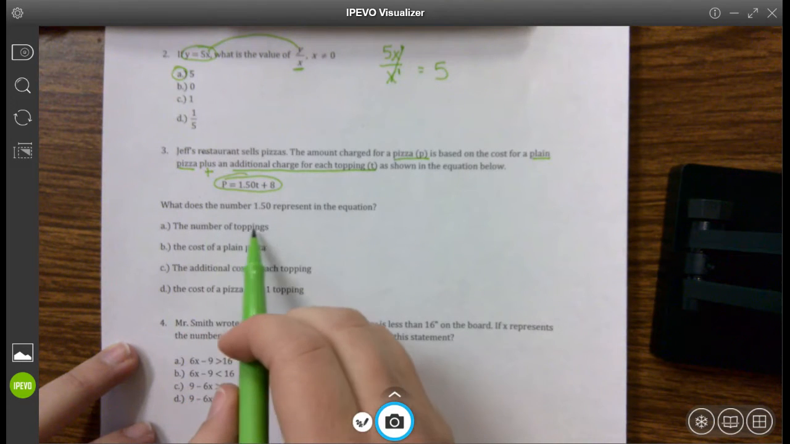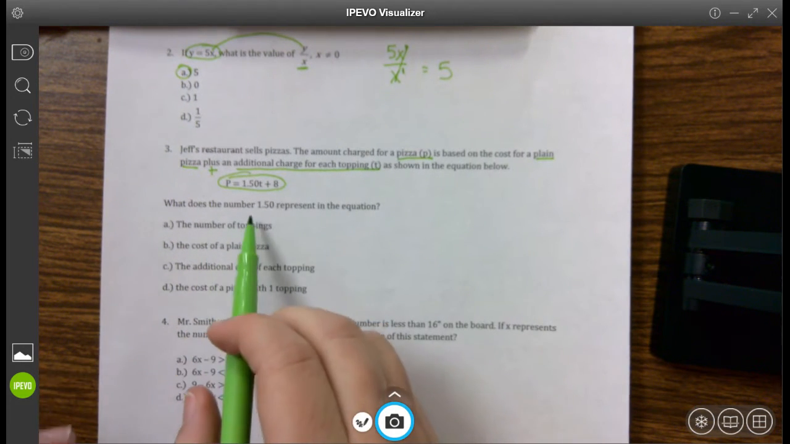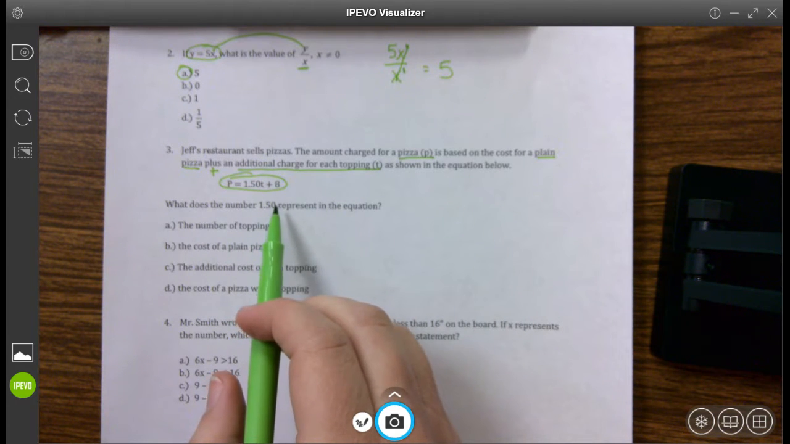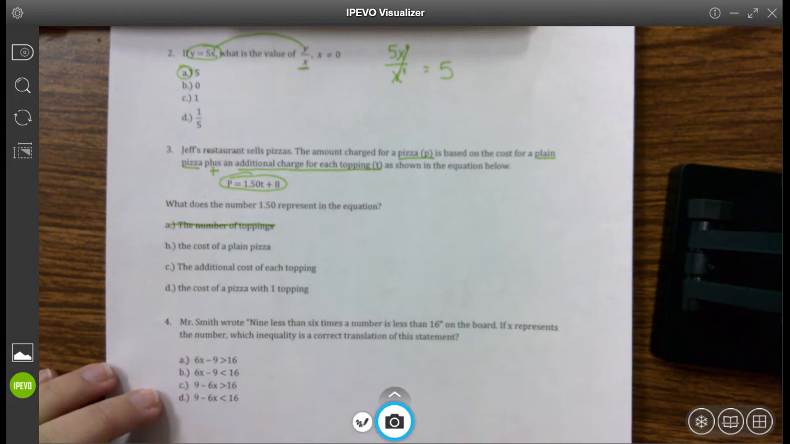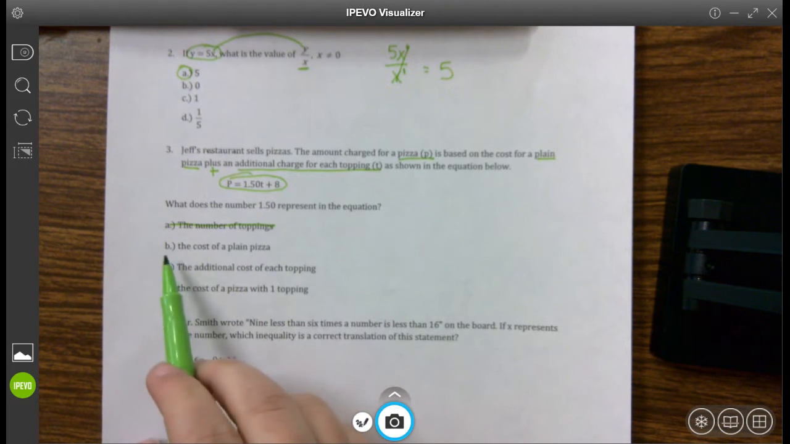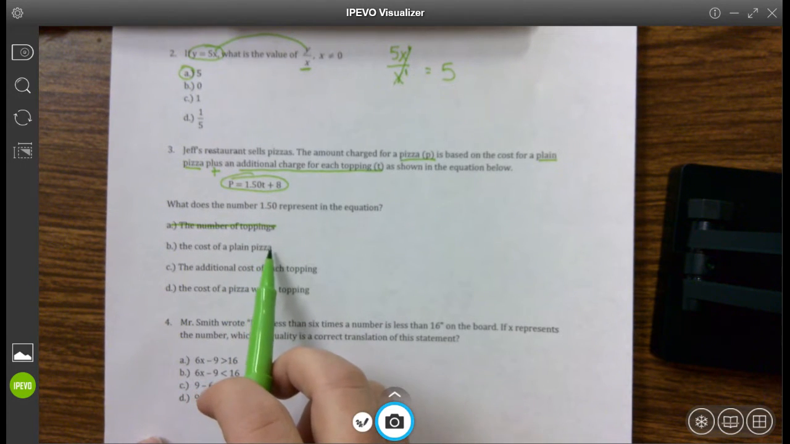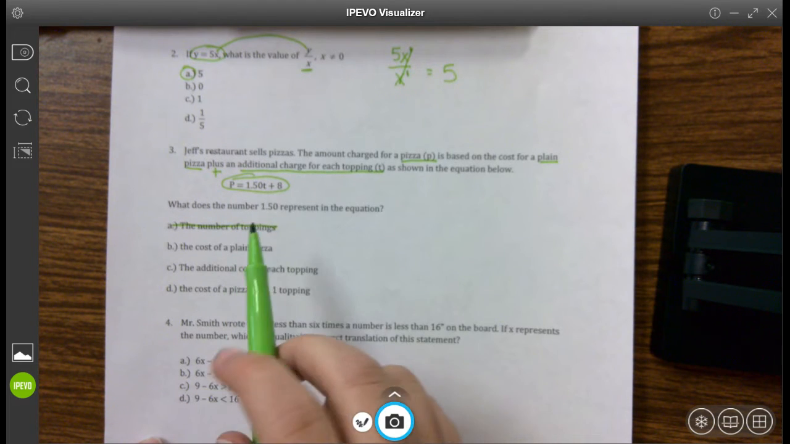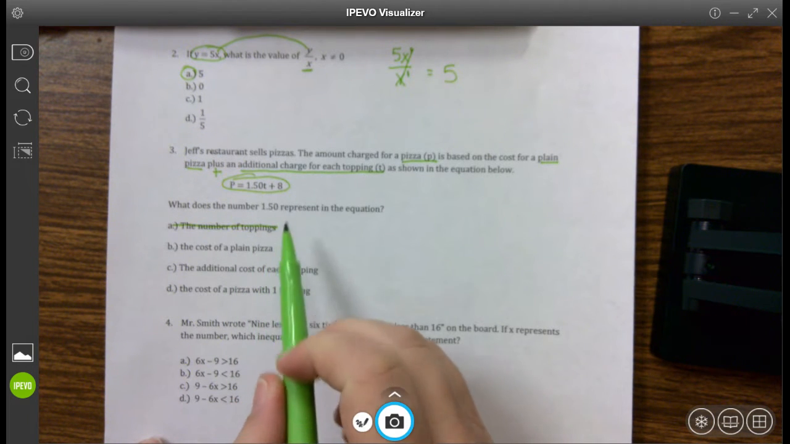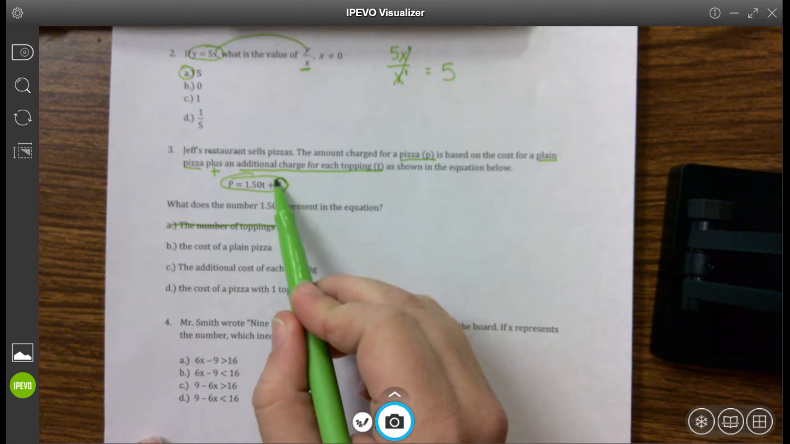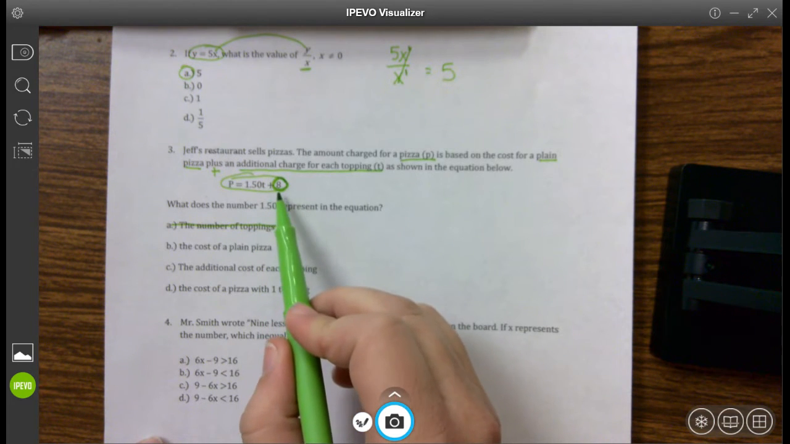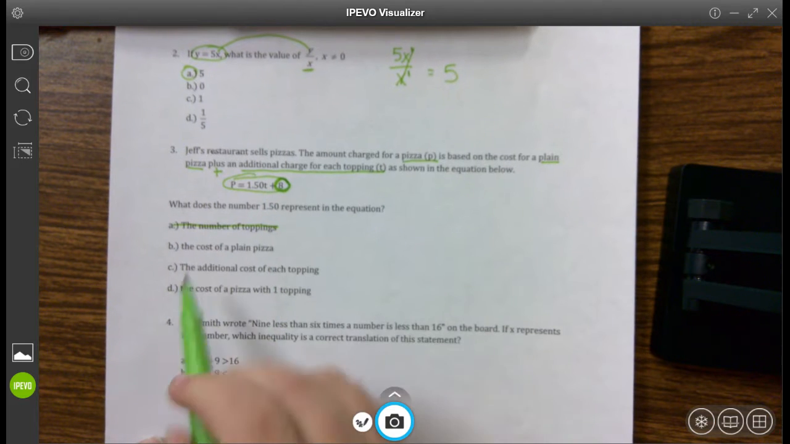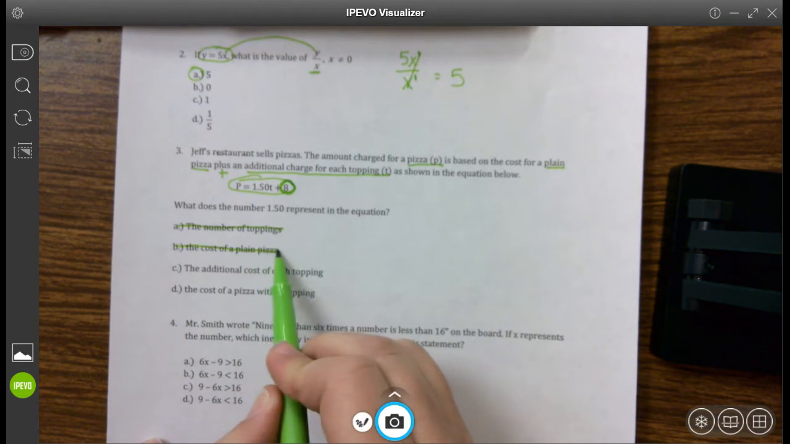It says the number of toppings. Do we think that 1.50 represents the number of toppings? Not quite, so we can go ahead and cross that out. Do we think it's the cost of a plain pizza? No, it should not be, because the plain pizza is our starting point. That is actually the 8, so that's not it.